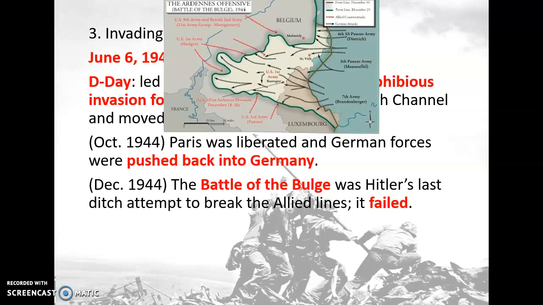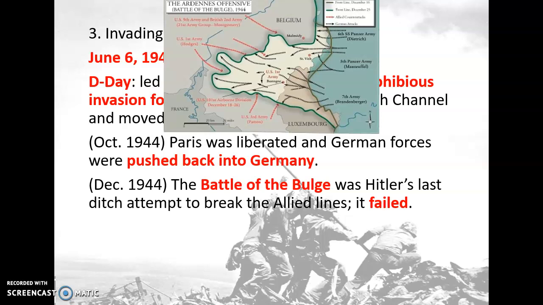It failed. It's called the Bulge because literally it created a bulge in the Allied lines as the Germans pushed into Belgium and into France, but it will fail. At the end of the month, the momentum had slowed. By the beginning of 1945, the Allies had begun pushing German forces back again.